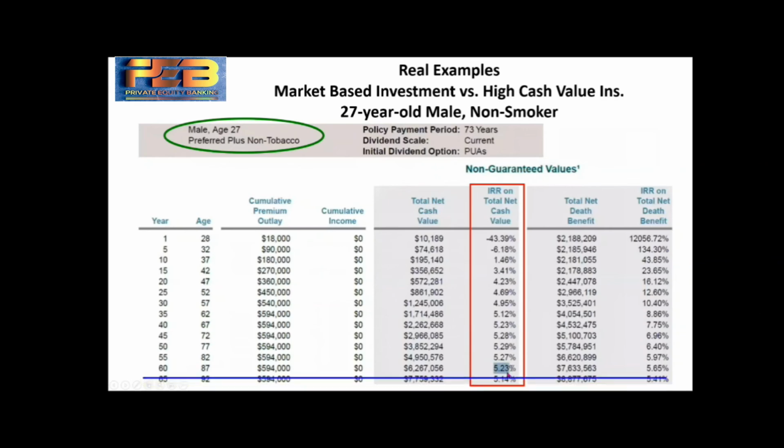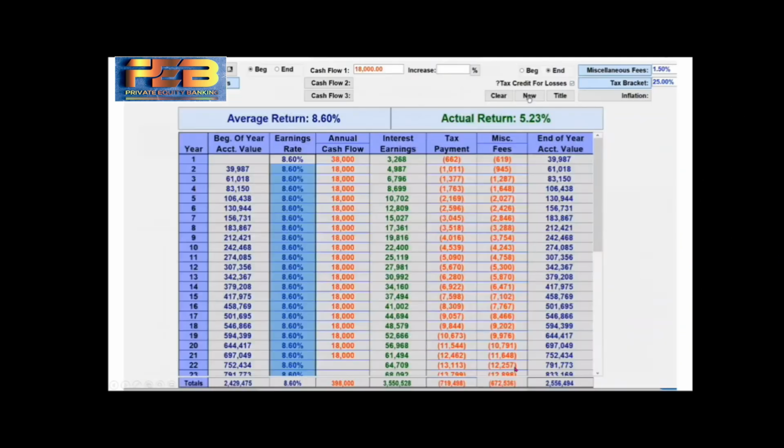So again, I'm running it out until he's 87 years old, the average, and he's getting 5.23. And as I just pointed out, that means as if he had made 5.23 every single year without paying any taxes. And so to get an actual rate of return out of the stock market, you would need an 8.6 average rate of return to equal the 5.23 in a non-taxable environment. Again, using miscellaneous fees of 1.5 and a 25% tax bracket.